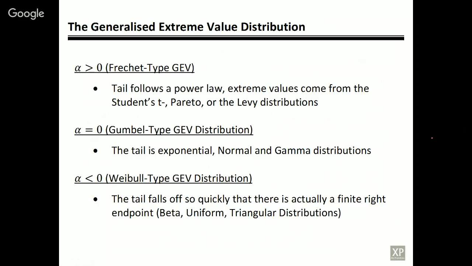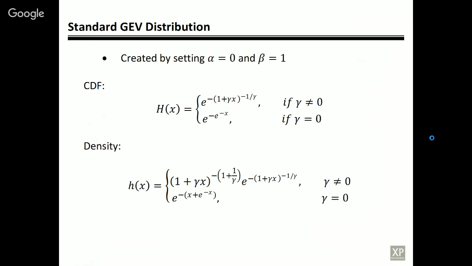If alpha is equal to 0, we have a Gumbel type distribution. So the tail is exponential. And an example would be the normal and gamma. And if alpha is less than 0, we have the Weibull type distribution. So the tail falls off so quickly that there's actually a finite endpoint. Think of the beta distribution, the uniform distribution, or the triangular distributions.